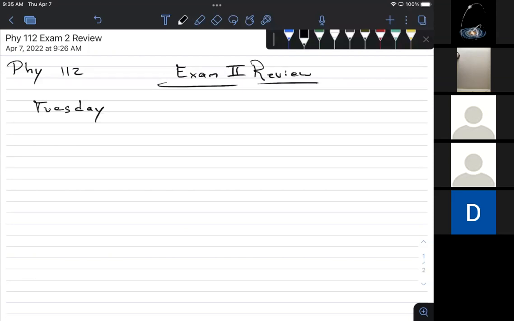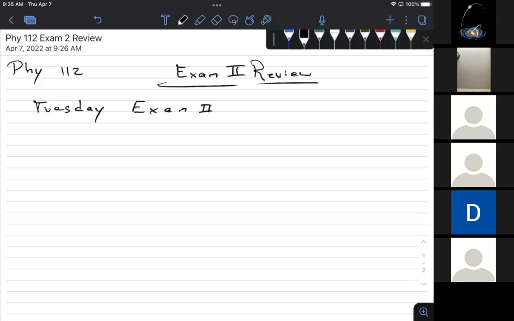It'll be online like the last one, which means Tuesday morning, the test will be posted on the Canvas. It'll be a PDF file, just like the homework assignments were. Just like the first test, you download it, you work it out.